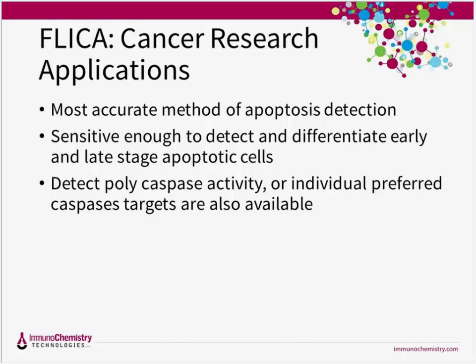Our FLICA kits are available with varying caspase targeting sequences. So to assess apoptosis in general, we do have our FLICA polycaspase assay kits. But if you'd like to look at a more specific caspase or a cell death pathway, we do have kits available for detecting caspase 1, 2, 3 and 7, 6, 8, 9, and 10 as well.